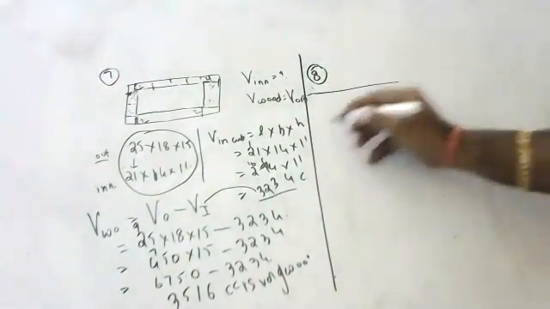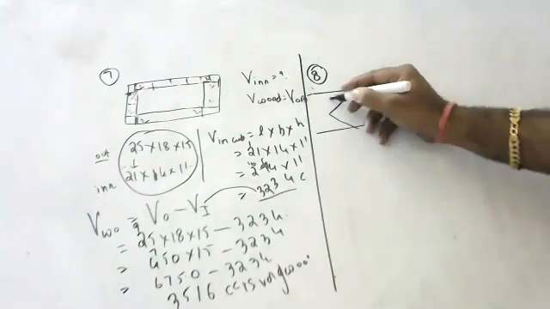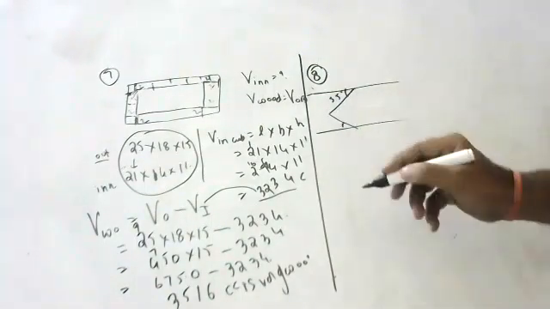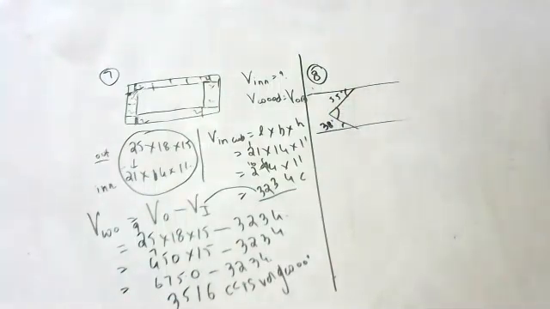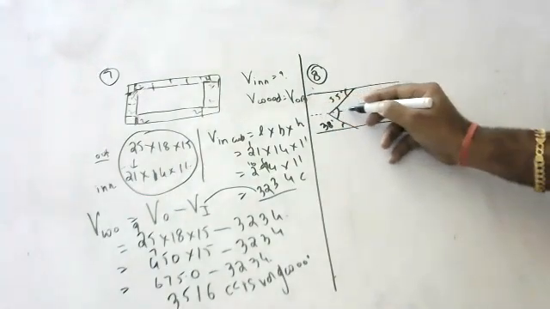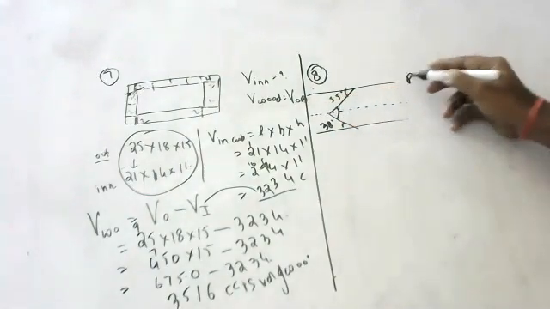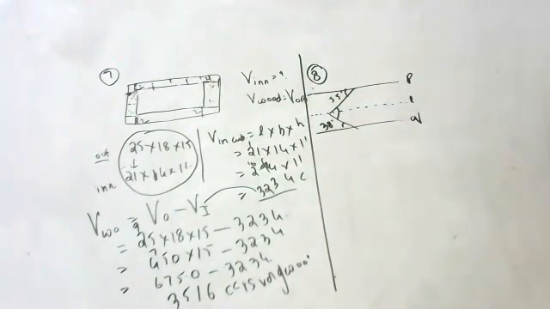Yes, sir. There are two parallel lines. This is 55 degrees, and this is 38 degrees. I want this angle. What do you do? Draw a line from between. You have to say, draw a line parallel to both the lines.